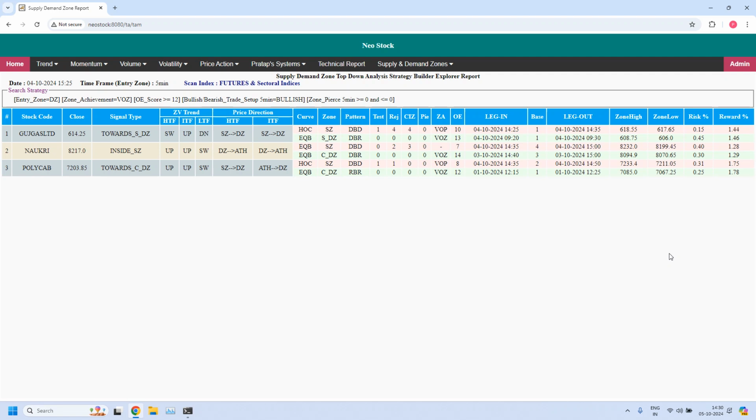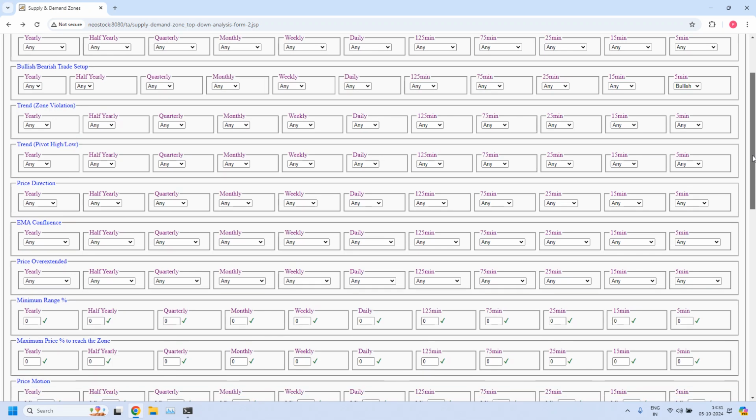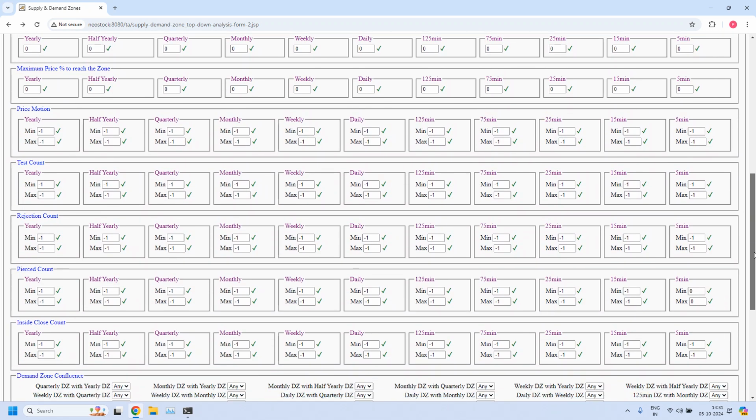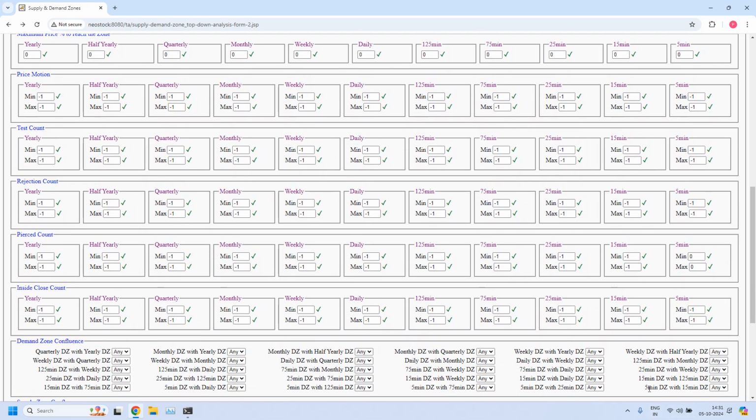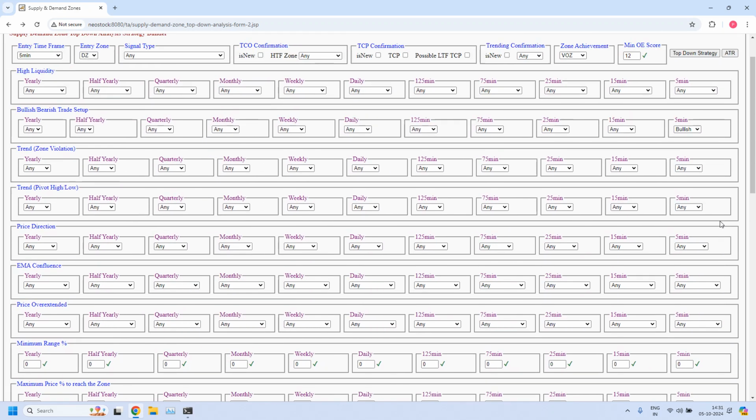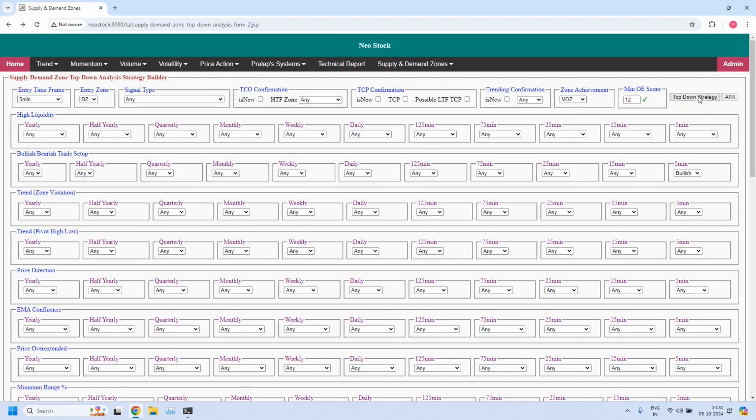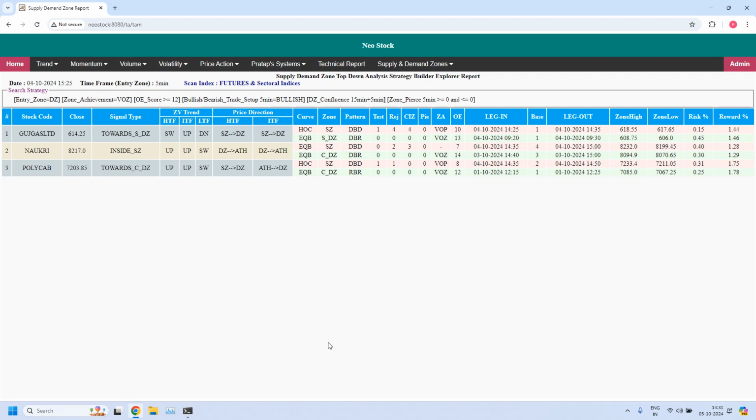If any of these stocks are having ITF confluence, that is an even higher probability setup. So I am going to add demand zone confluence with ITF, that is 5 minutes demand zone with 15 minutes demand zone confluence. So I am enabling this filter. Let's verify how many are having 15 minutes demand zone confluence. All the 3 stocks are having 15 minutes demand zone confluence.